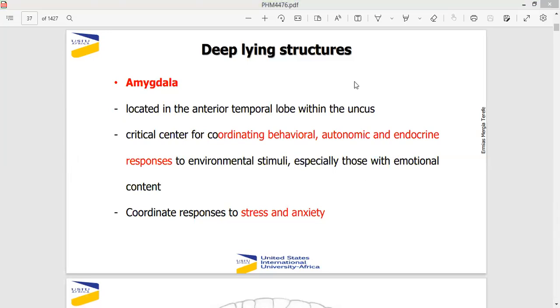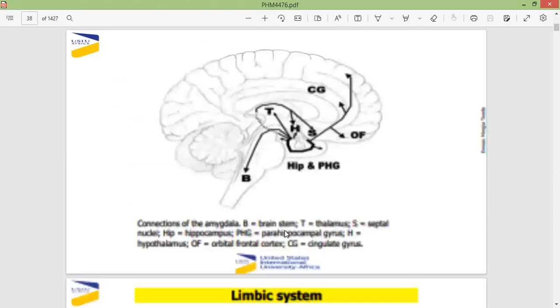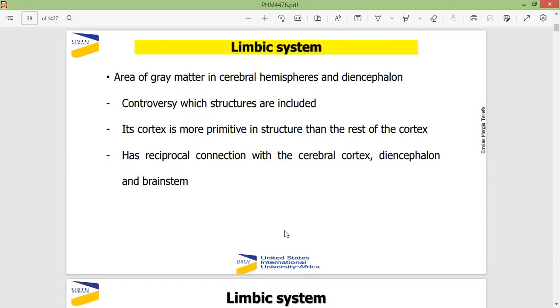Yeah. So hippocampus, memory; amygdala, mostly to do with the responses, stress, anxiety, emotions. Emotions are here. Then now to the limbic system. What are the components of the limbic system?